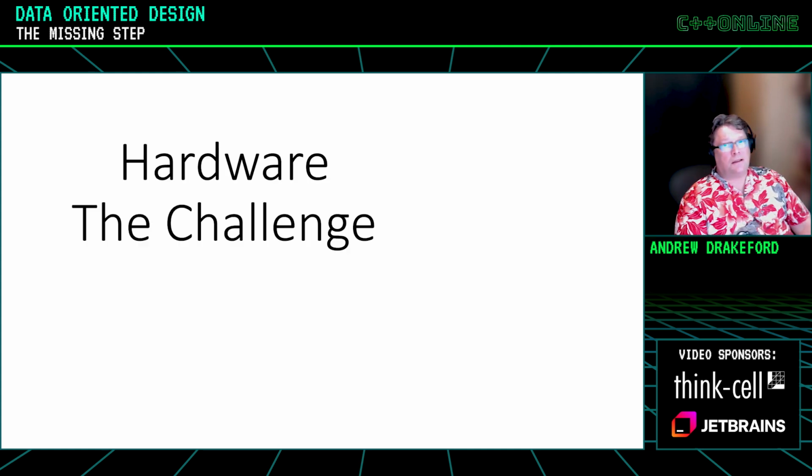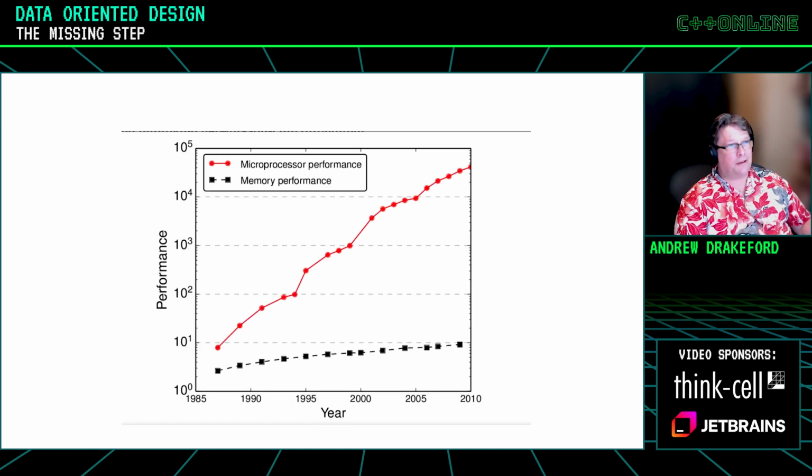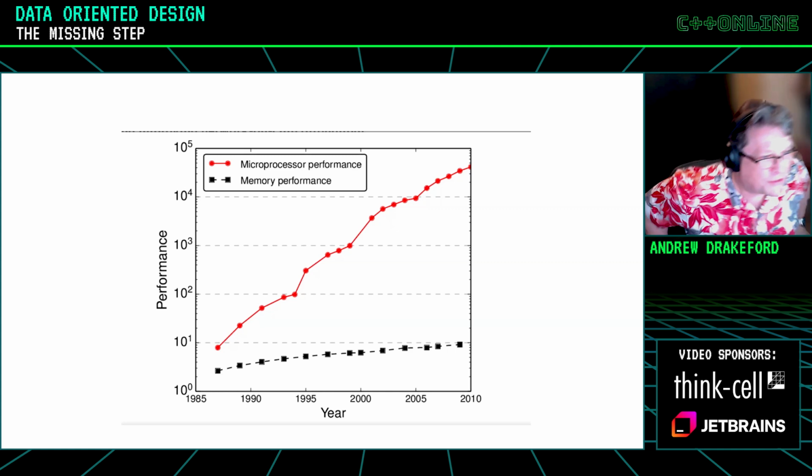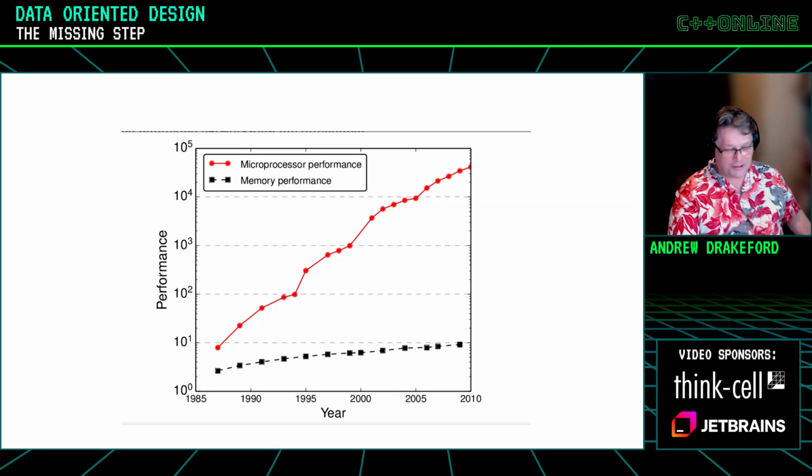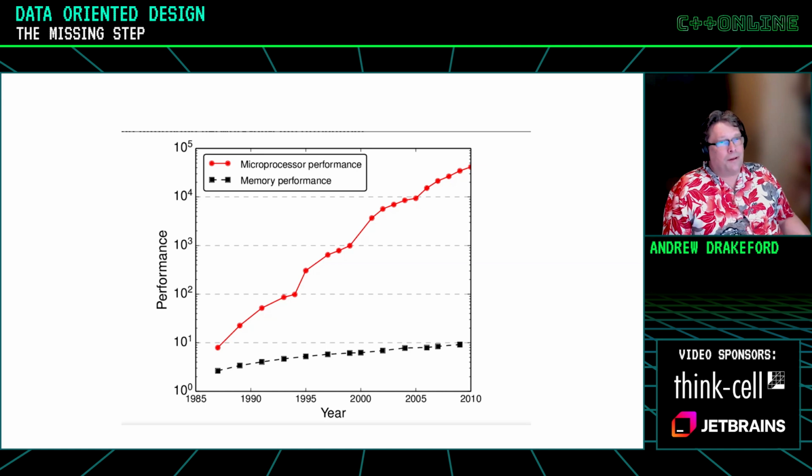Well, first we have to consider the hardware challenge. What we're going to run our software on. We were told that hardware runs on software, and I think he's onto something. This is a graph of the performance of microprocessors versus memory over the decades since it started. And what you can see is there's a huge gap between the increase in performance of the processor and the increase in performance of the memory that it's going to work with.